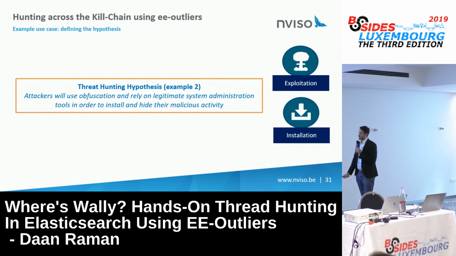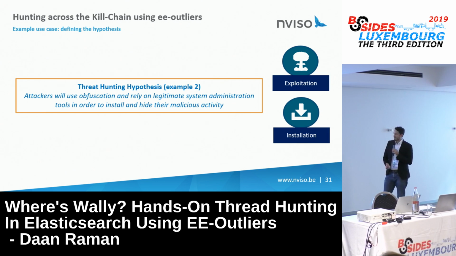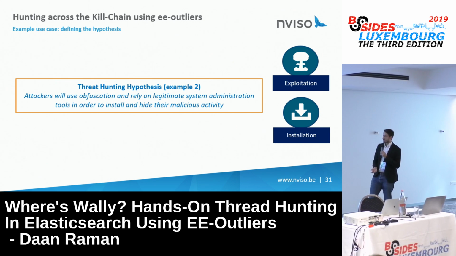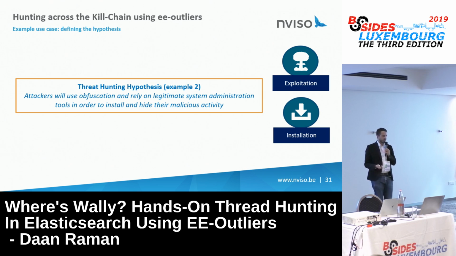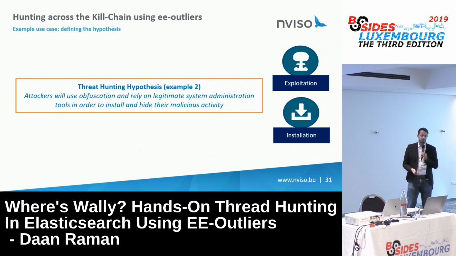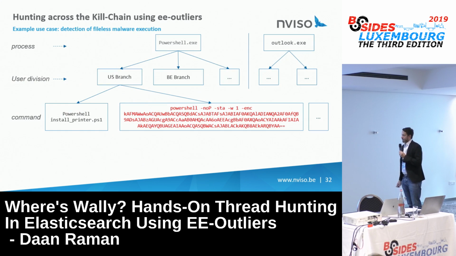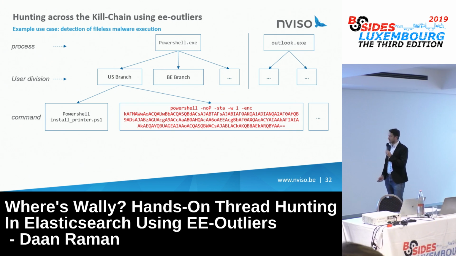Second example, that's more the exploitation and the installation phase. The attacker will use obfuscation and rely on legitimate system admin tools in order to install and hide their malicious activity. So think of PowerShell, the standard command line tools that you have in an environment that are used by your sysadmins or your network admins, but that are also abused by the attacker. I won't bore you with the config file. I just jump to the use case in a graph form.